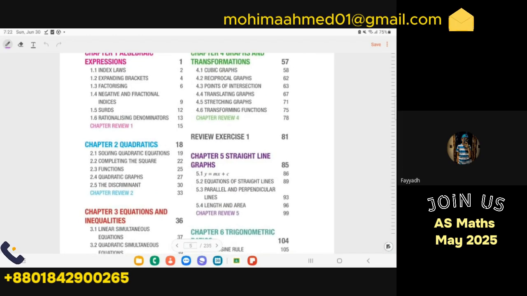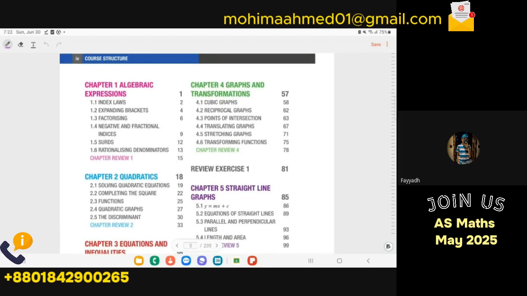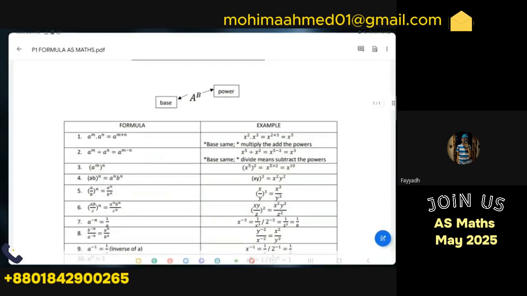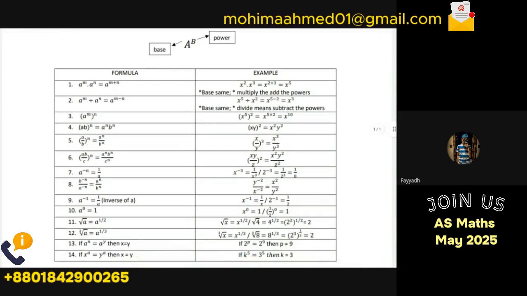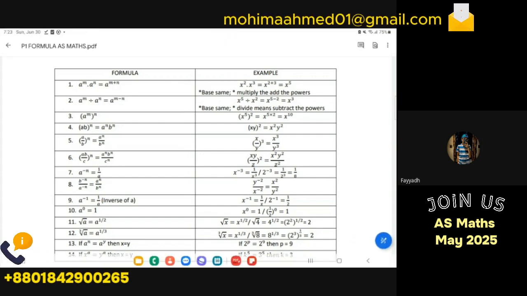So we are going to start with the first chapter, that is algebraic expressions. And obviously we did this kind of maths already in our IGCSE classes. So let's just start with the formulas. Let's get introduced to the formulas first, and then we will start with the main maths from your books.